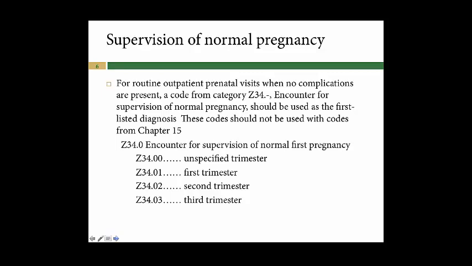And this Z code is a status code. It's equivalent to our V code now. So we wouldn't code that the patient had supervision of normal first pregnancy and that the patient also had gestational diabetes. Those would be mutually exclusive in terms of their problems.